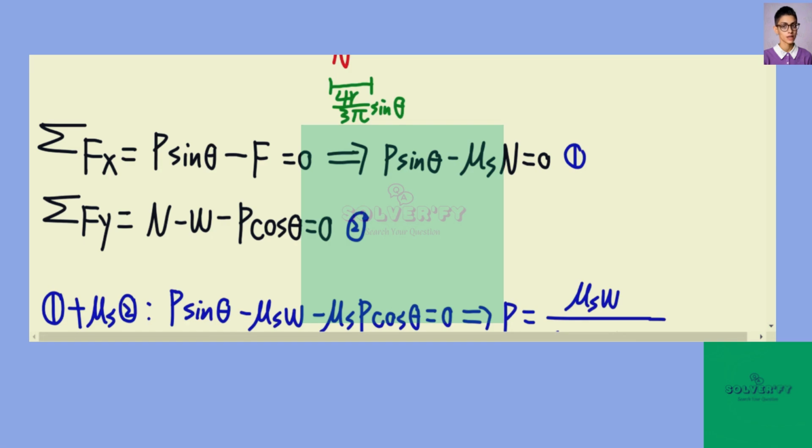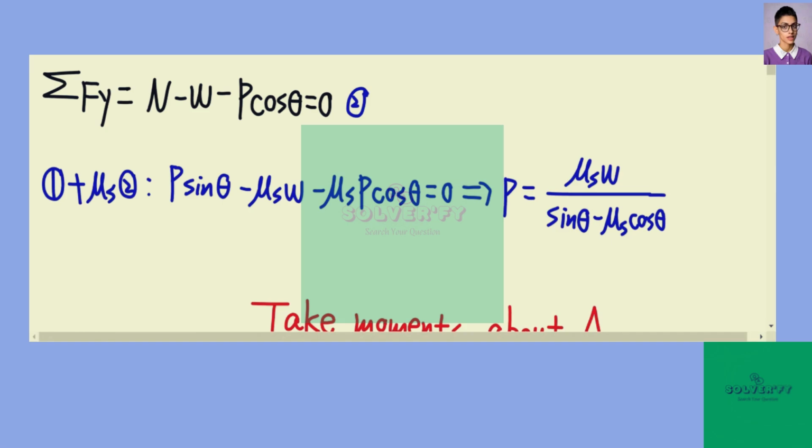So that's how I do it. It's just simply equation 1 plus mu s times equation 2. And this will give us P sine theta minus mu s W minus mu s P cosine theta is equal to 0. So we have P is equal to mu s W over sine theta minus mu s cosine theta.